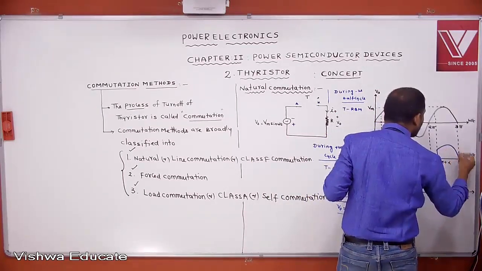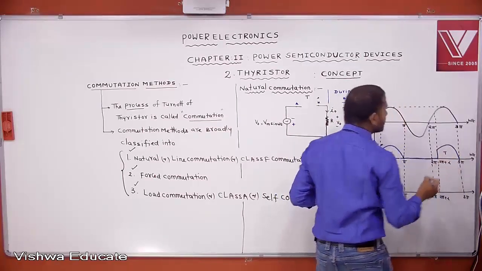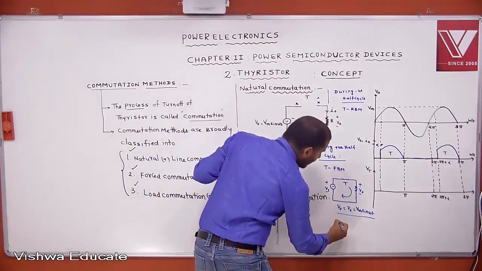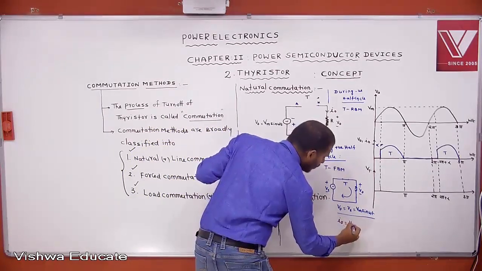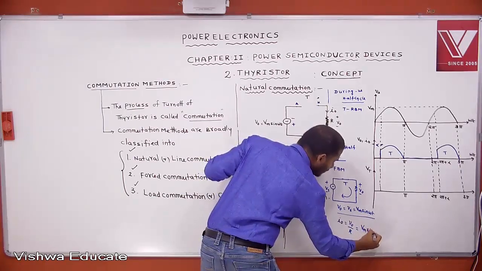Output voltage equals input voltage. Here the thyristor is conducting. Here also the thyristor is conducting. Then this is V0. Then what is I0? You tell me. I0 equals V0 by R. Then what we get? Vm sin omega t by R.